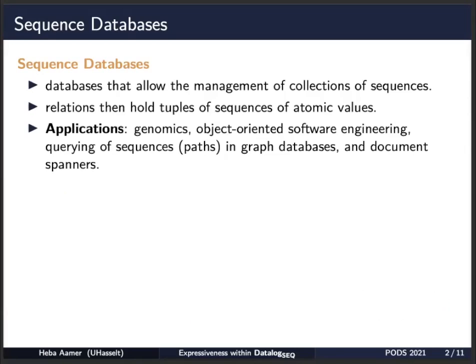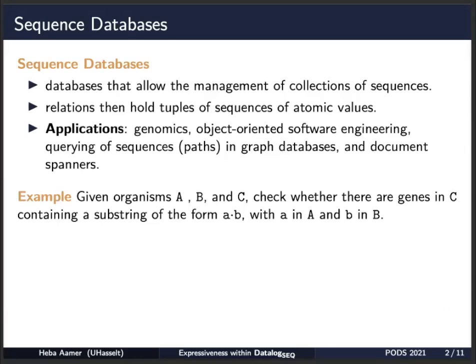As a motivating example related to genomics, consider the case where we have three organisms, A, B, and C, and we want to check whether there is a gene in C that has a substring with its prefix coming from relation A and its suffix coming from relation or organism B.